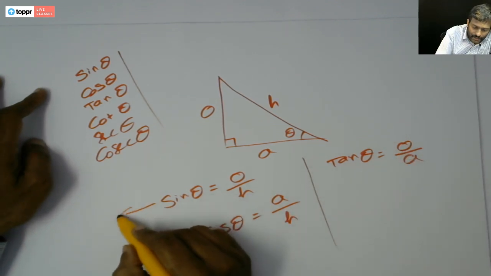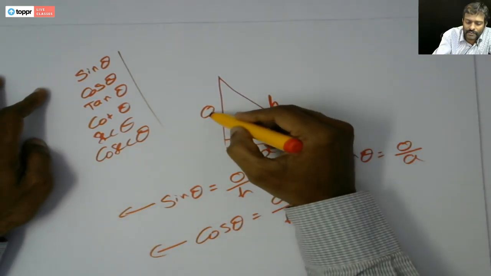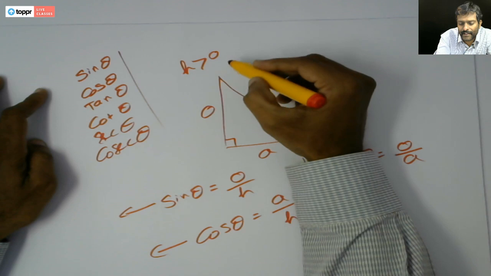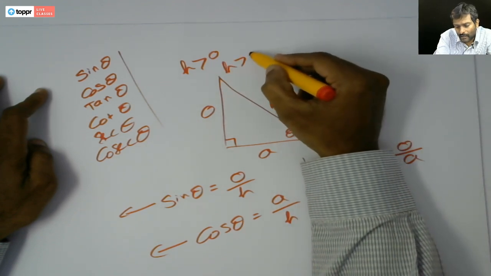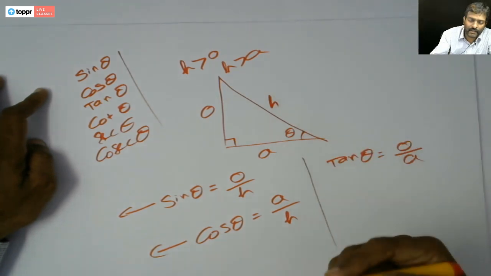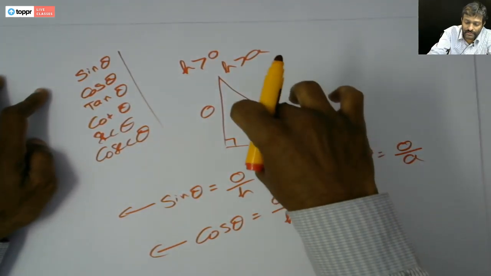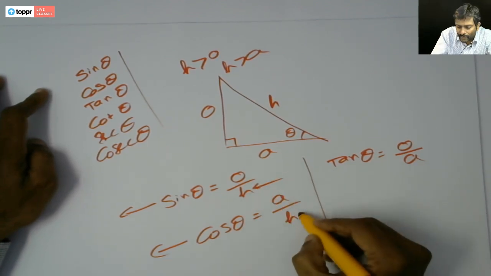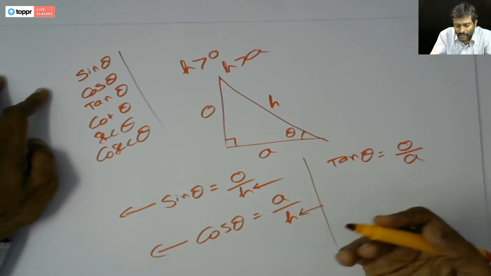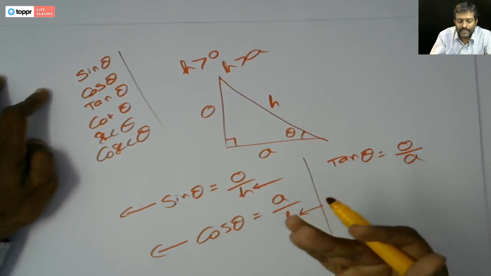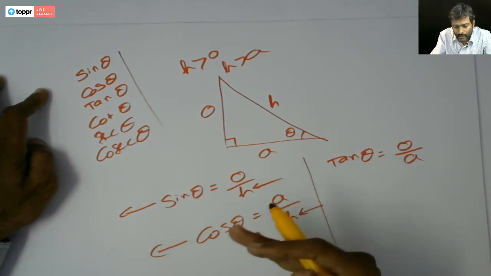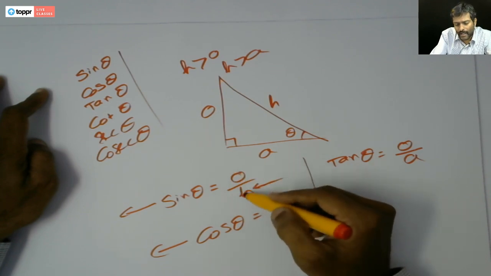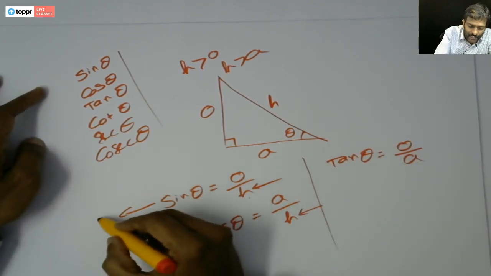If you look at these two, opposite by hypotenuse, in a right angle triangle we know that the hypotenuse is always greater than the remaining two sides, whether opposite or adjacent. So the hypotenuse is always the longest, right? When you have the biggest value in the denominator of a fraction, the value is never going to cross 1. It will be equal to 1 only when O and H are equal. So these values are always less than 1.